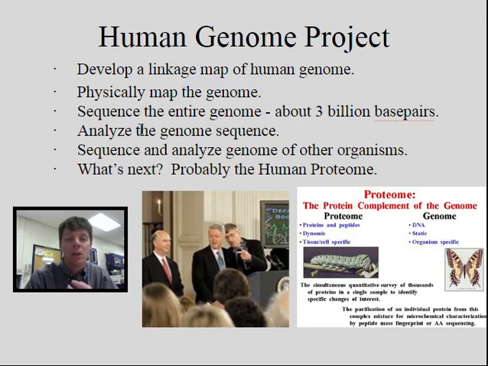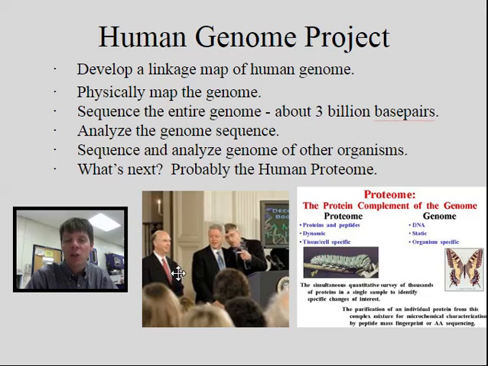Eventually, the desire turned to sequencing, getting the letters out, the A's and T's and G's and C's. What's their order? There's 3 billion base pairs in the human genome. So this was a huge project to try to figure out the order of all of those base pairs. The genome sequence could then be analyzed to locate genes that hadn't been discovered yet, and to compare the human genome with genomes from other species.